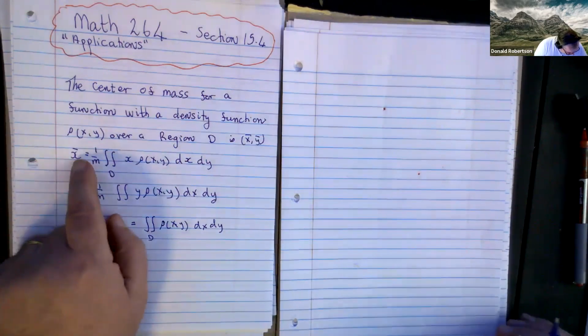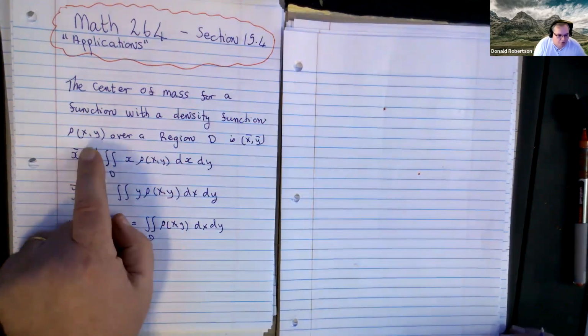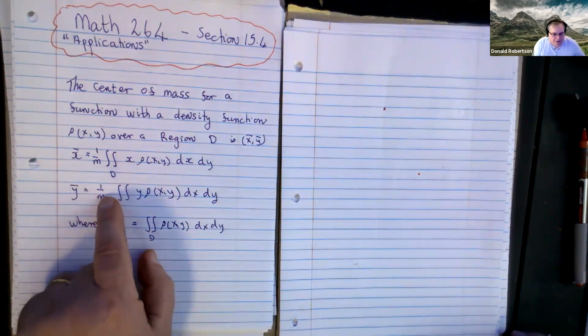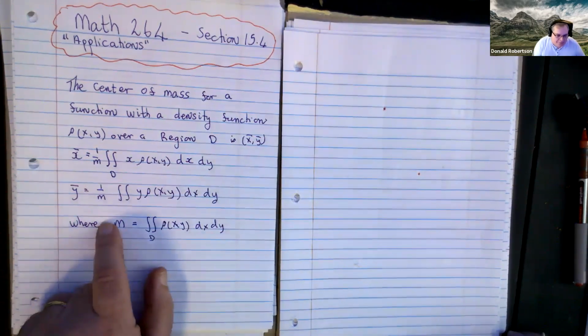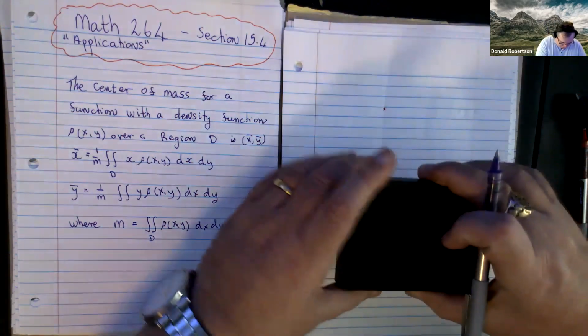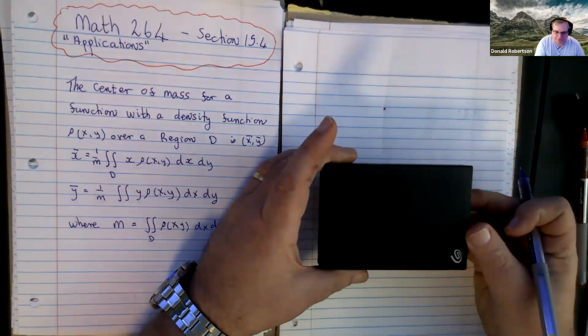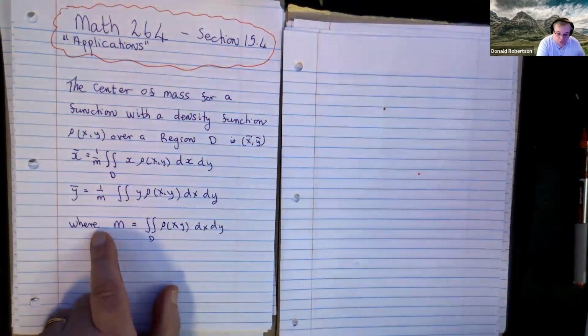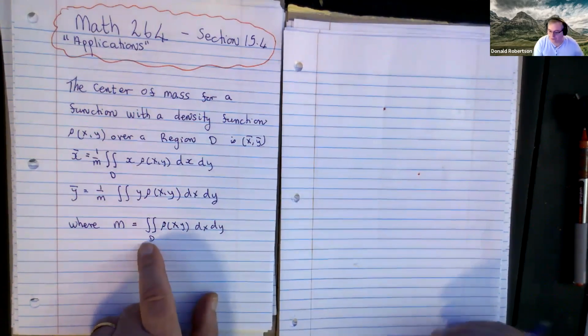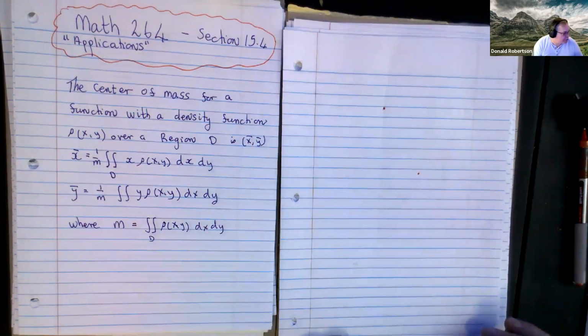So, x bar is 1 over m times this integral. Y bar is 1 over m times this integral. And m is essentially the total mass of the object, right? So that would be, what does this block weigh? That's m. And you get the total mass of an object by integrating its density function over the region D, whatever it's described as.